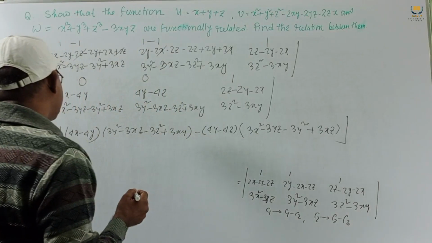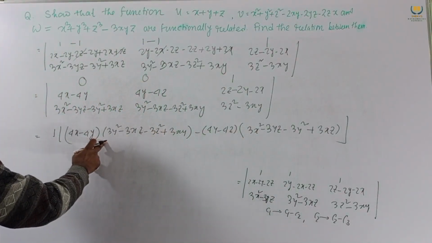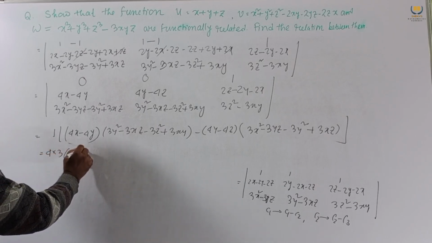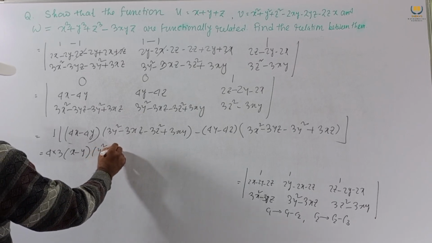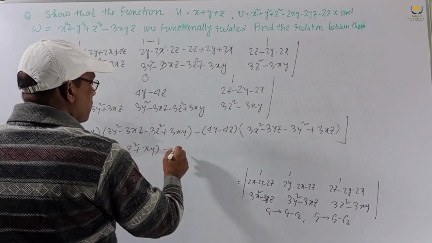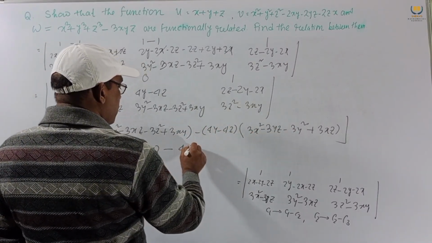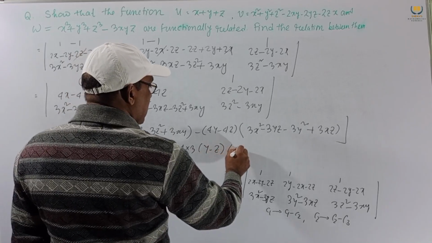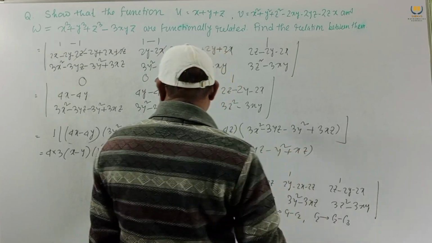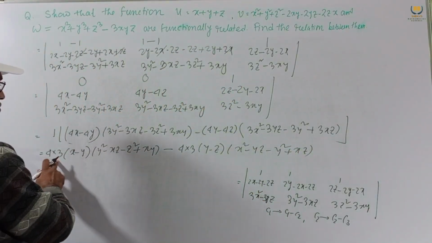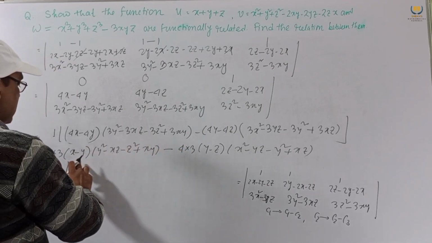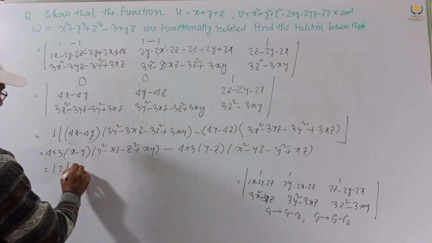We get this one. And from this taking 3 common, from this 4 common, 4 into 3, then we get x minus y. This is y square minus xz minus z square plus xy. And here also taking 4 common, and here 3 common, 4 into 3, y minus z, x square minus yz minus y square plus xz. We get this one.